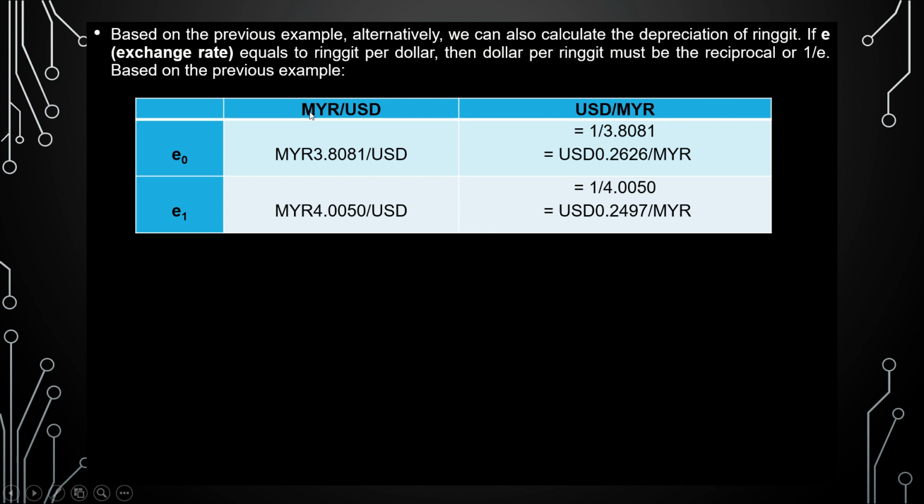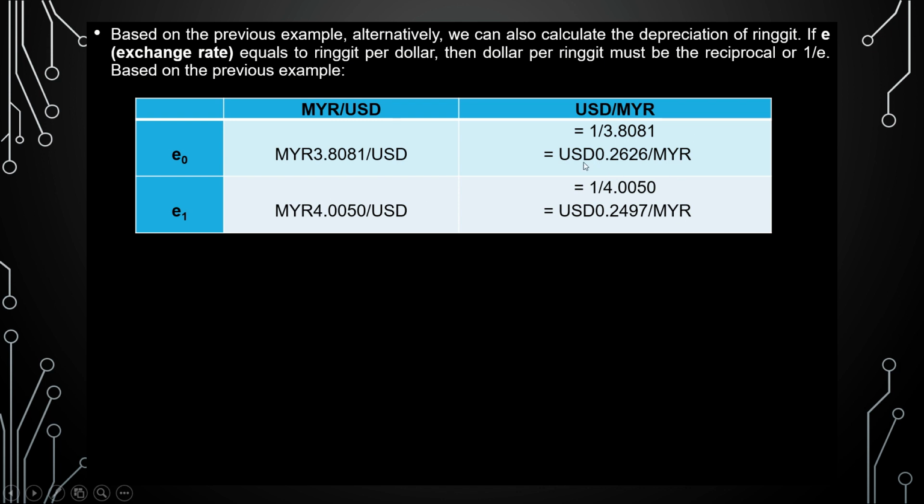If we want to switch, instead of Malaysia ringgit per USD, kita nak tukar kepada USD per Malaysia ringgit. So what you can do, this is what we call reciprocal. You take 1 divide with the old exchange rate, 1 bahagi 3.8081, the answer will be in USD per 1 unit of ringgit. So that is what we call reciprocal relationship. Kita boleh tukar by simply 1 bahagikan with the old exchange rate. So the answer will give us USD 0.2626 per 1 unit of Malaysia ringgit.